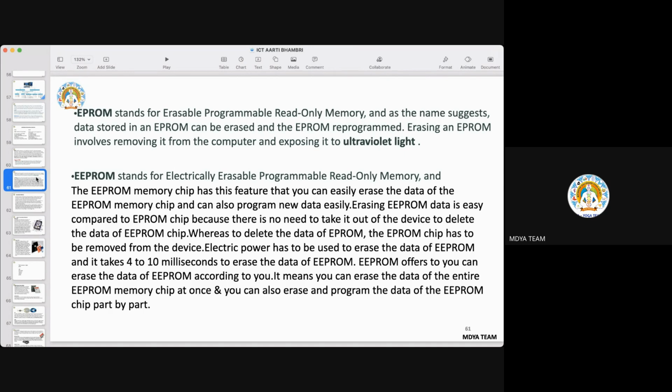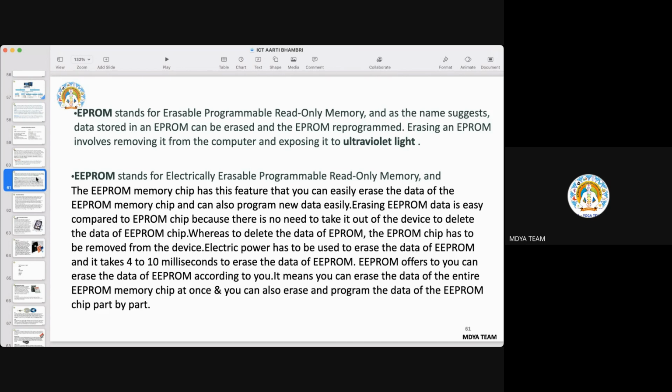Then EEPROM stands for electrically erasable programmable read-only memory, and this has the feature that you can easily erase data from this chip and program new data easily. Now this is easy as compared to the EPROM chip, because there is no need to take it out of the device to delete the data, whereas the data of EPROM has to be removed from the device.